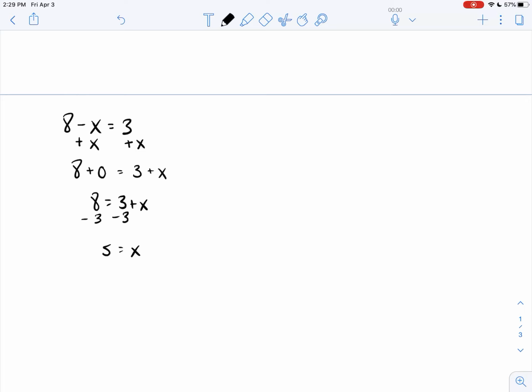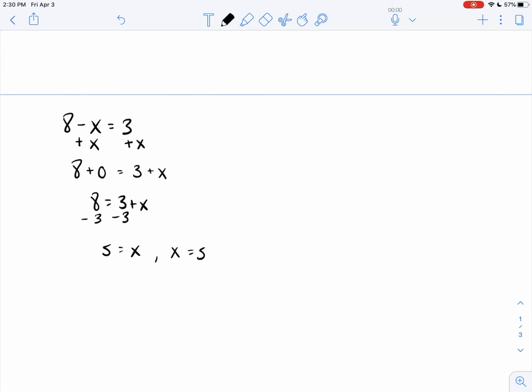Now usually the x is on the other side of the equation, written like this. But it's okay if in order to solve the equation you have to write it like this, but most of the times your answer format will have to be x equals something, not something equals x.